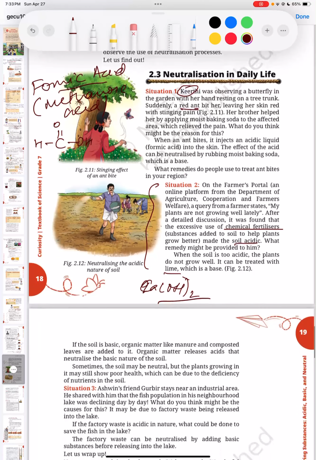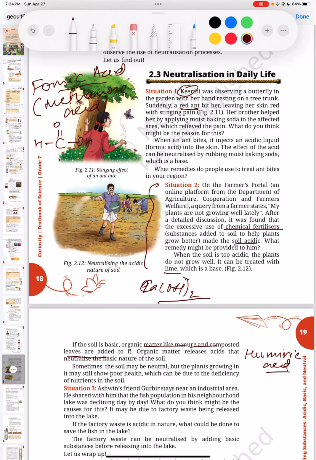Now similarly, sometimes farmers can put too much calcium hydroxide and can make the soil quite basic. So to neutralize the excessive basicity of the soil, you can put organic matter, for example manure or composted leaves, into it, because these things release certain acids, and if I'm not wrong, the decomposition of organic matter releases an acid called humic acid, right?